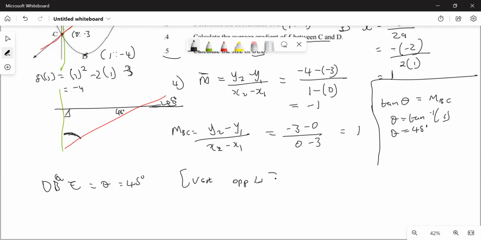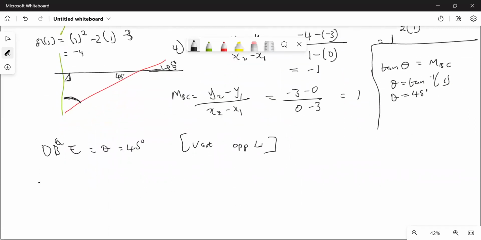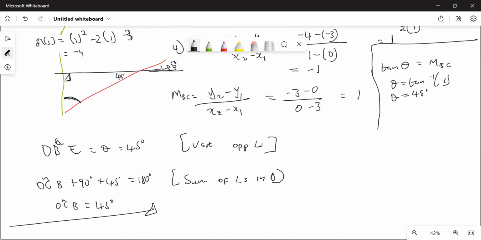Now, using this triangle here, guys, you can see that we can get the angle that they are looking for, which is OCB. OCB is an angle in a triangle. So we can say OCB plus 90 plus 45 is going to give us 180 degrees because they are the sum of angles in a triangle. And then OCB is going to be equal to 45 degrees. And then we are done with this one.